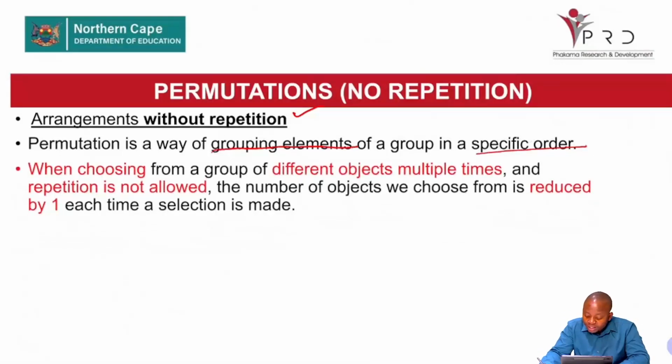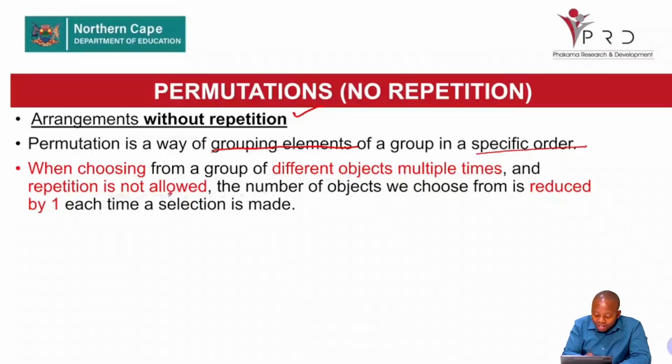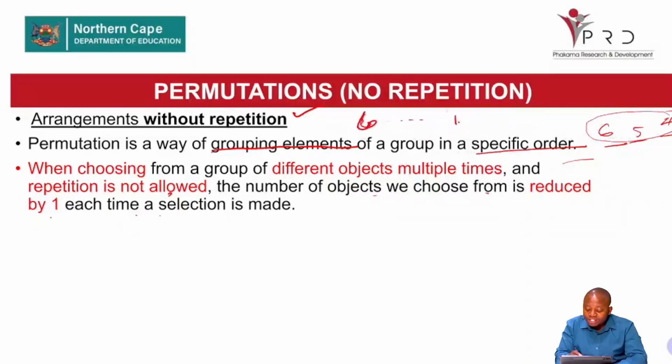Now, what are we doing in this case? When you're working with permutations, when choosing from a group of multiple objects multiple times and repetition is not allowed, it means the number of each object we choose from is reduced by 1 each time the selection is made. Which is the previous example I did. Remember, in the previous example I had 3 spaces, 1, 2, 3. I said 6, 5, 4. But with permutation, we talk about a situation whereby the 6 will reduce until 1. Then we're going to talk about that in detail, which is now 6 factorial.